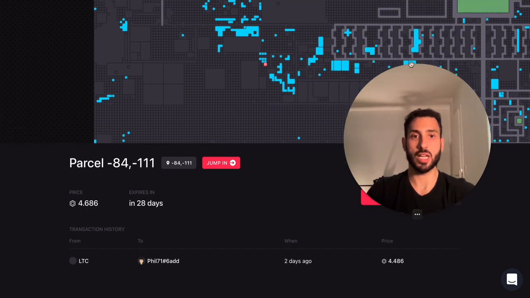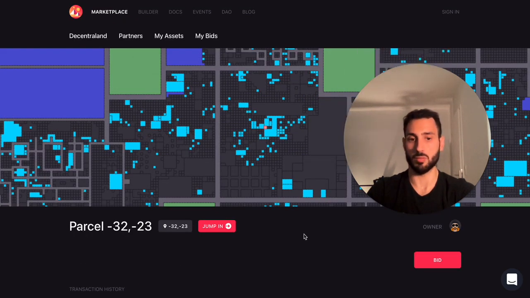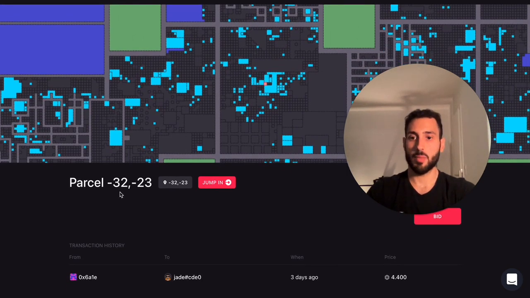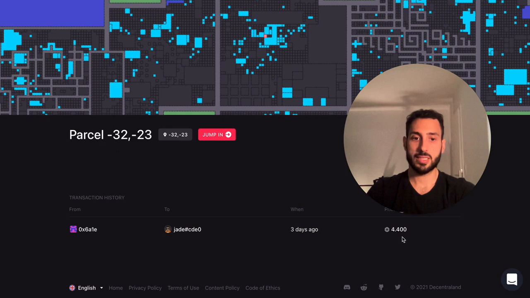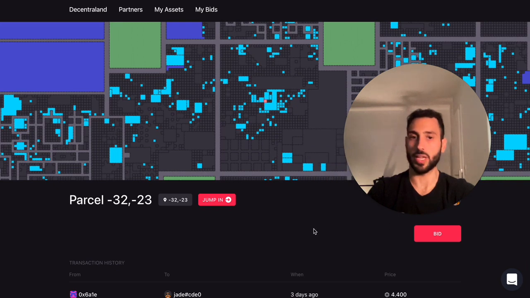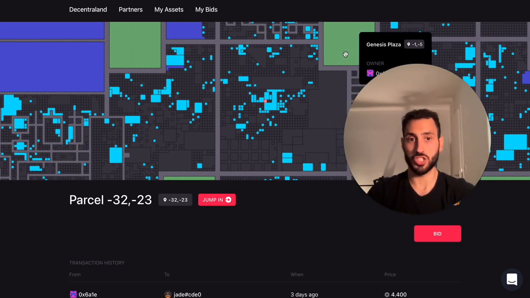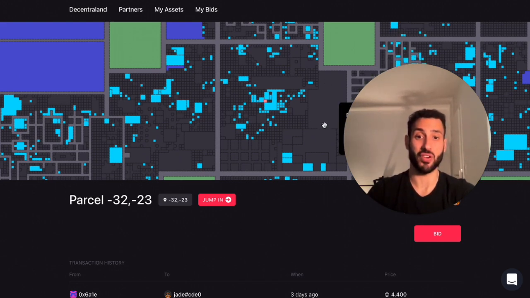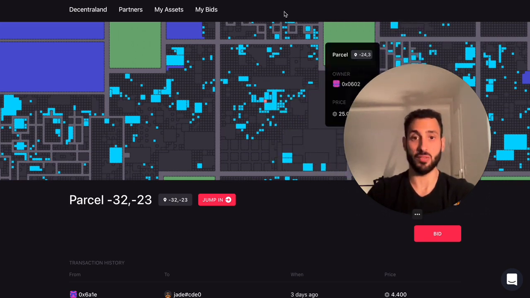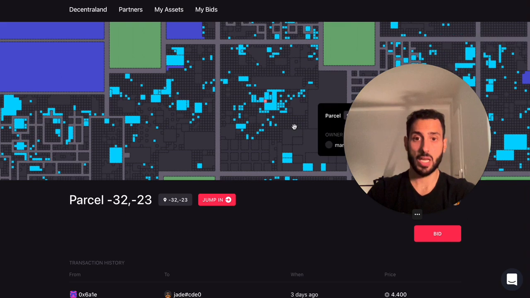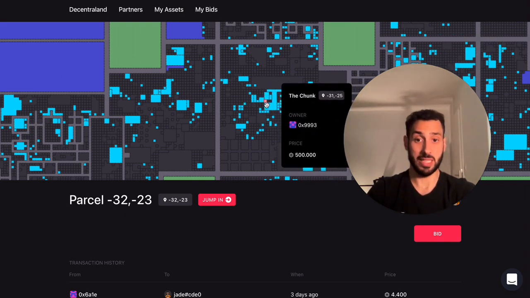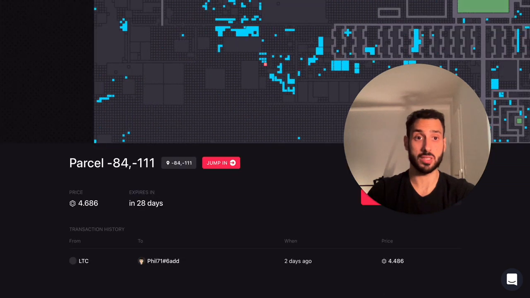So let's look at another deal that occurred a few hours before. Minus 32, minus 23. Similar price, few hours before, completely different location. You are much closer to the Genesis Plaza, which is the very center of the Decentraland universe. And this typically gives a lot of value to whichever asset is in these spaces, in the first four quadrants here. It is not that close to the road, sure, but neither was the other one.